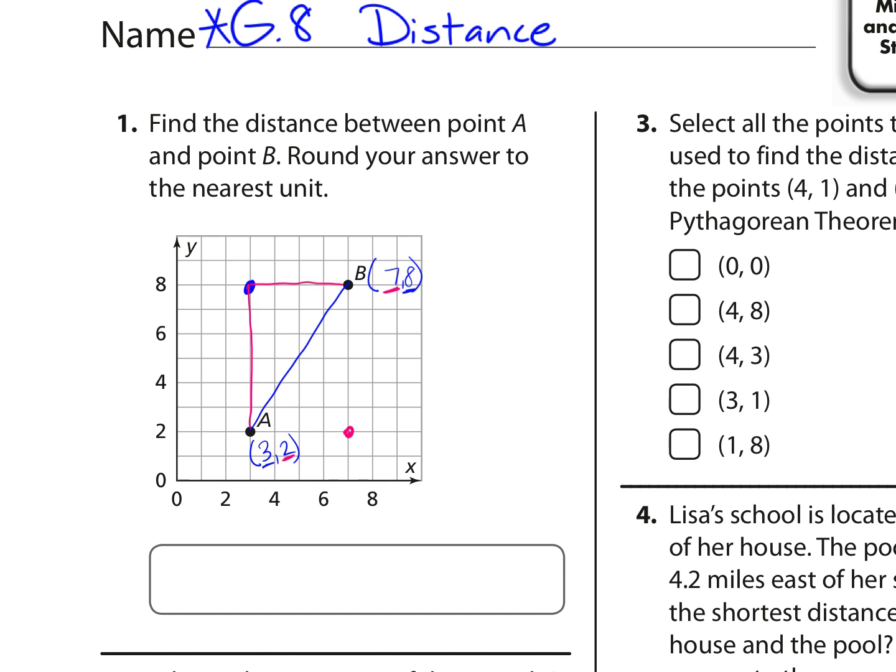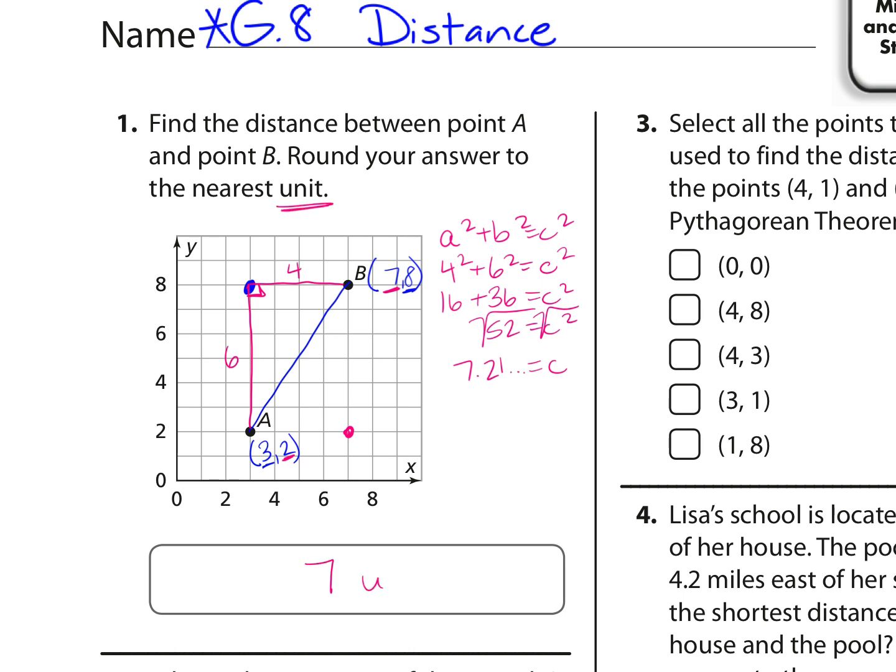The point of that, though, is to get a third point that is directly across from one and above or below the other to make a 90-degree angle where you have a vertical and a horizontal leg that you can count. So the horizontal leg is 4 units across, and the vertical leg is 6 units tall. I'm plugging in to a squared plus b squared equals c squared. We've got 4 squared plus 6 squared equals c squared. And simplifying that, 4 squared is 16, plus 6 squared is 36, which adds up to 52. And when we take the square root of both sides, we get the square root of 52 is 7.21... So to the nearest unit, that is 7 units.